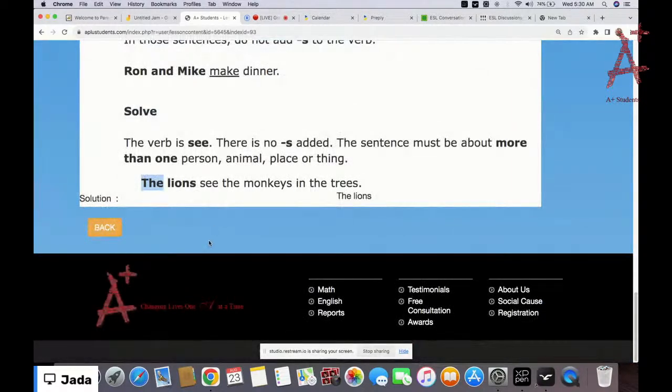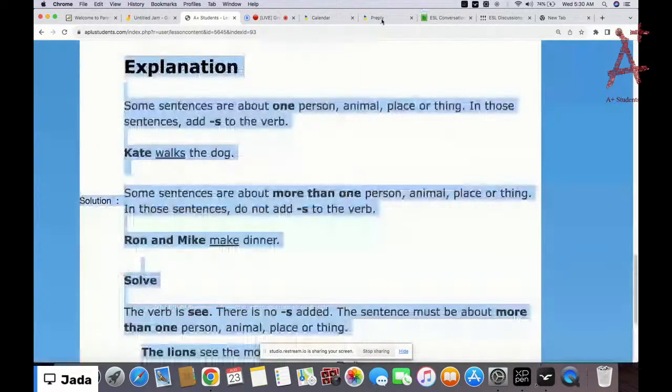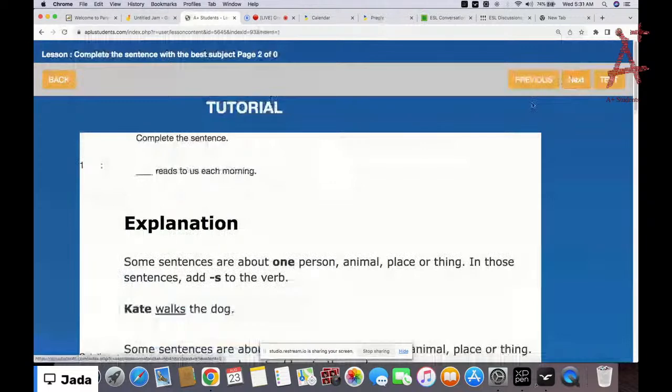All right. So let's see some more examples before we go to the test. So Dash reads to us each morning. Dash reads to us each morning. So who reads to us? Because you know why? It says "reads." So what? The verb is what? The verb is with S. So that means it's going to be one what? One subject. That's how it is. So once you have a verb with S, you know that it's one subject. When you have a verb without S, you know that it's what? More than one subject. Okay, so let's go down to see the answer.